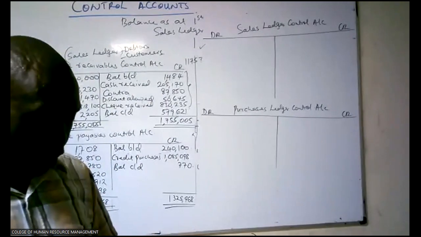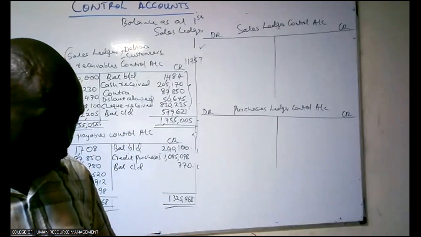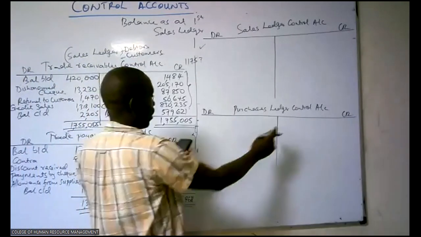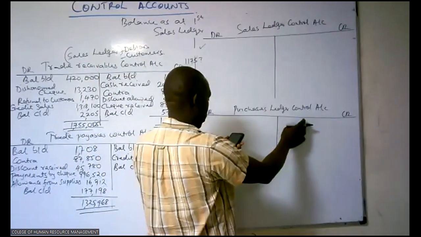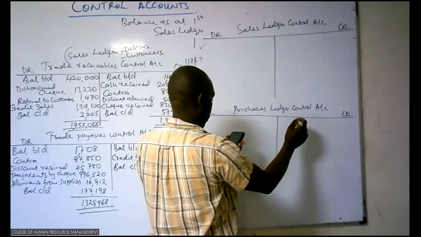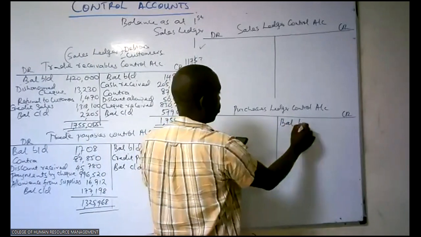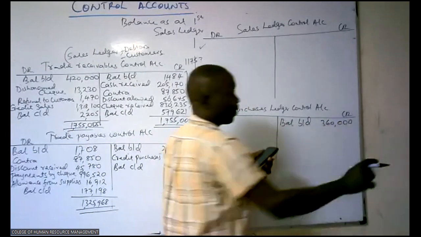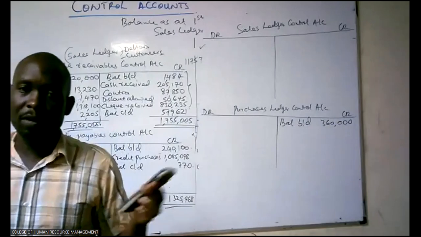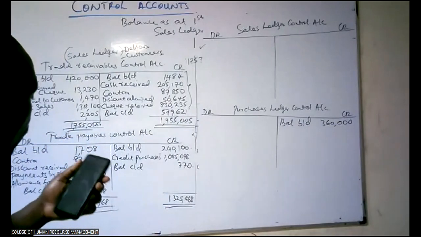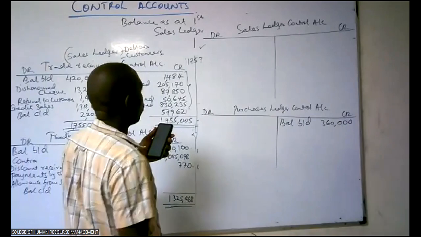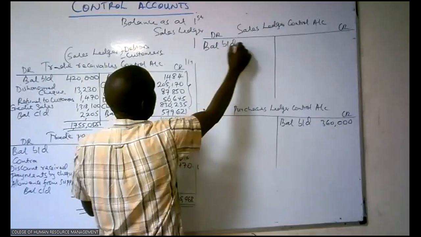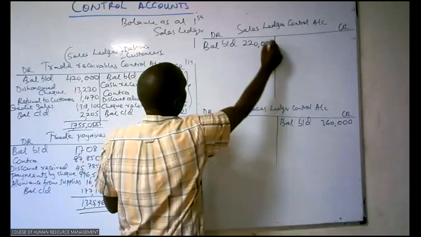So I hope now we are going to do it a bit faster. Balances as at past, that is the opening balances. For the purchases ledger, it should be on the credit. They are actually told so. Opening is always brought down. 360,000 on the credit. For the opening, put it on the side that we were told. If it is credit, put it on the credit. For the sales ledger, it is 220,000 debit, and the balance brought down is 220,000.